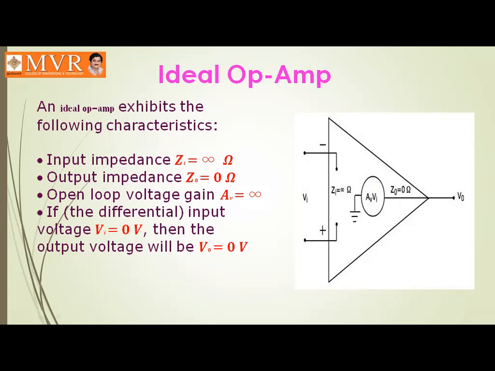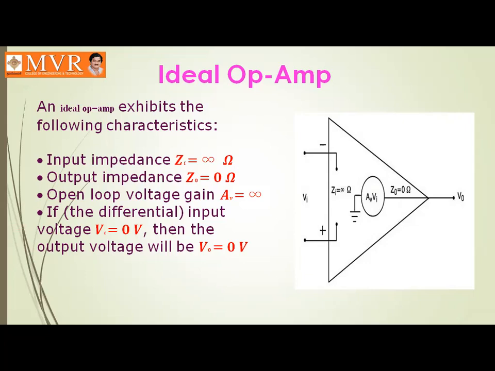And differential input voltage. What is the differential input voltage? Actually, when op-amp is given with a 2, that is Vi, is equal to 0 volts, then the output must be 0. But practically this may not happen. There are several factors. Due to those factors, the op-amp is going to have some voltage. So these are the ideal op-amp characteristics.